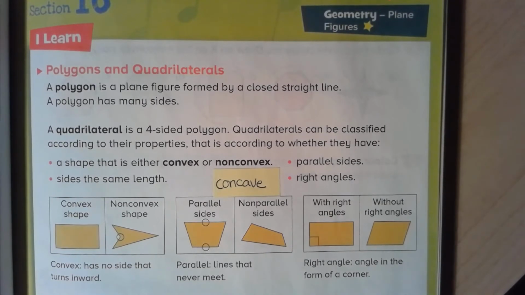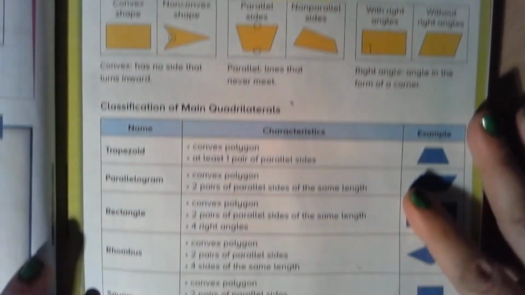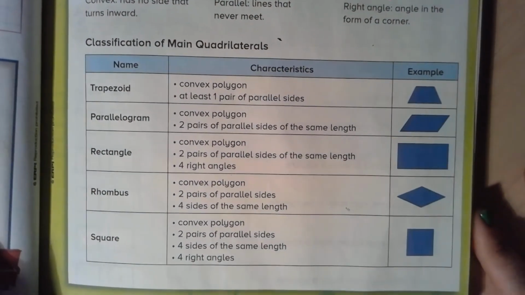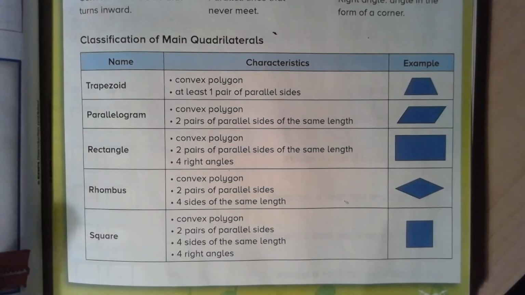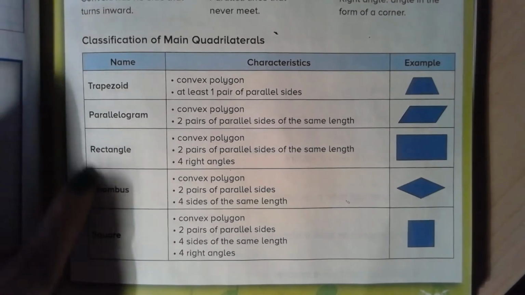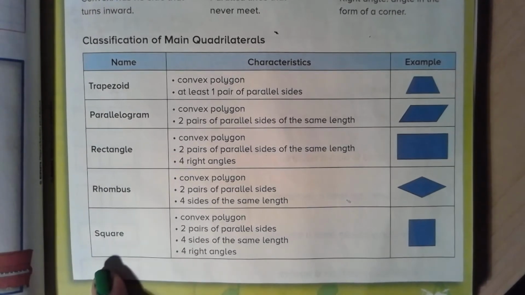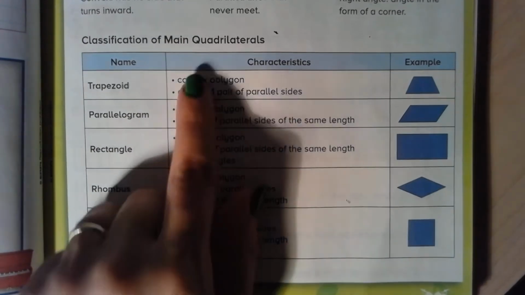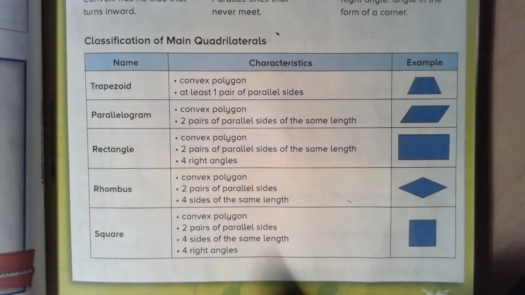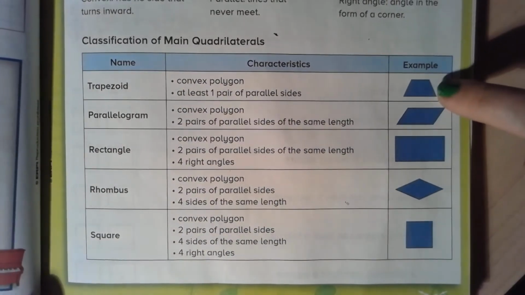Let's look a little further into this. So we classify quadrilaterals. We give them a name. So here are names that we can give quadrilaterals. Remember, a quadrilateral has four sides. It's a polygon with four sides. Quad actually means four. So this is a trapezoid.